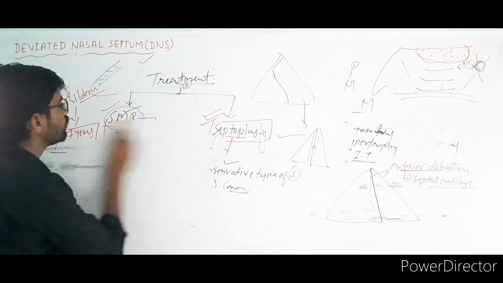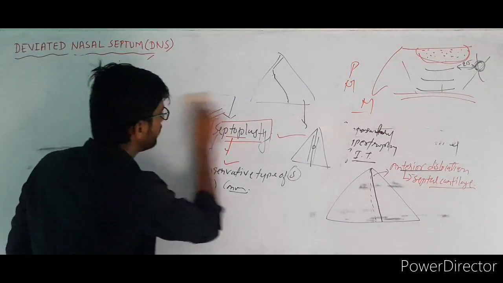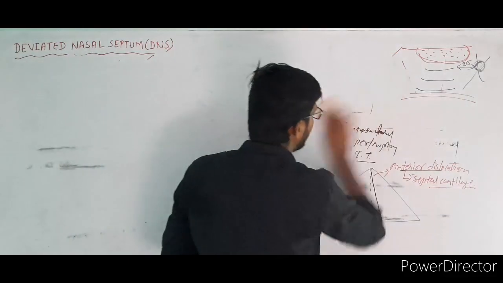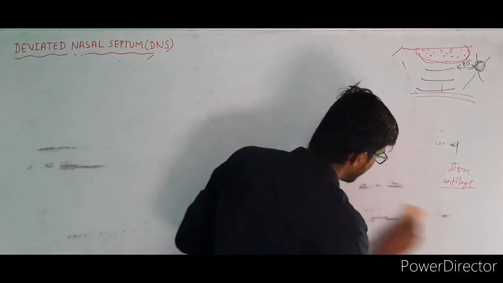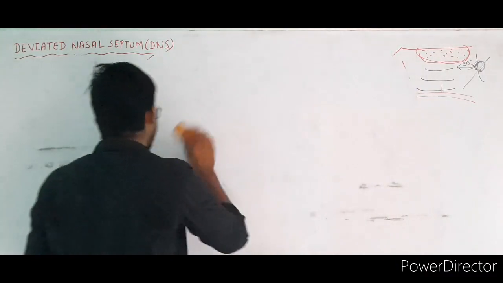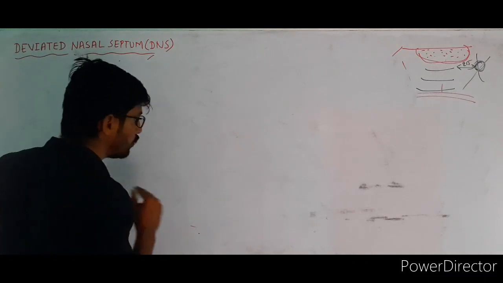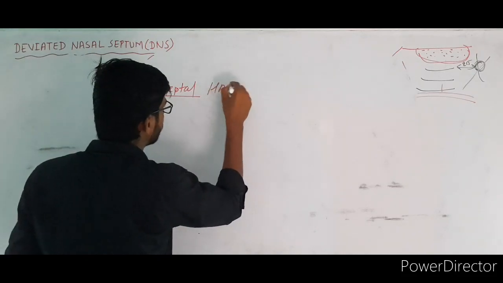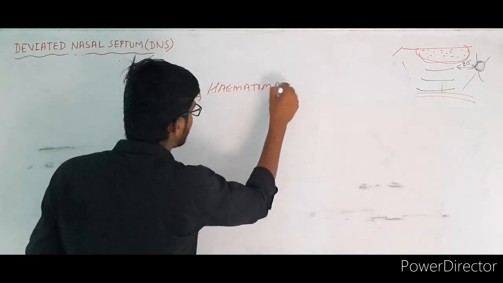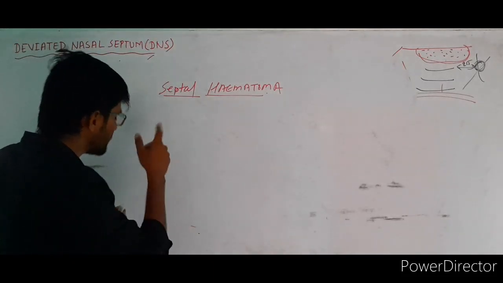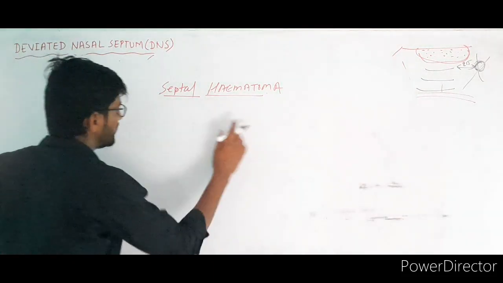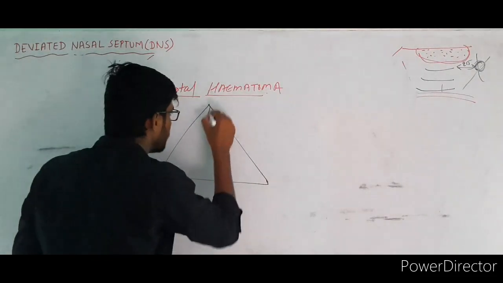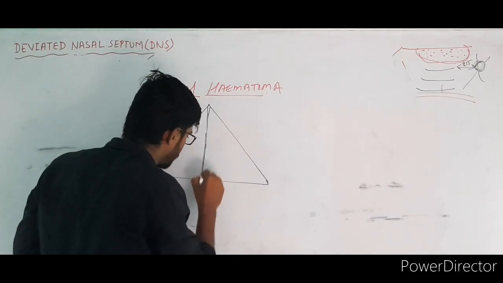One more thing I want to teach you, that is septal hematoma. We will read nasal fractures and nasal abscess in the next video. Now I want to discuss septal hematoma. Septal hematoma is the second condition, it is a disease, right? So see here, this thing, again this thing, here is the nasal septum.